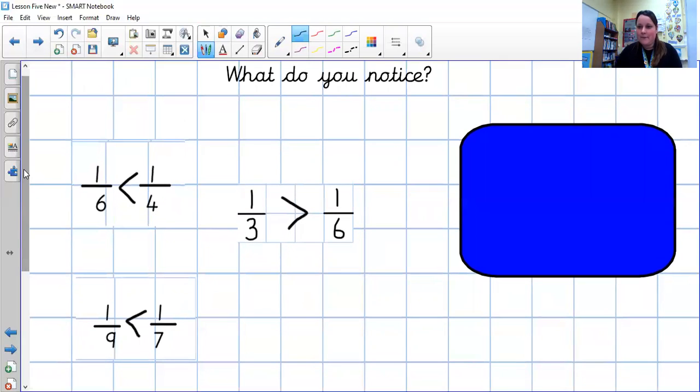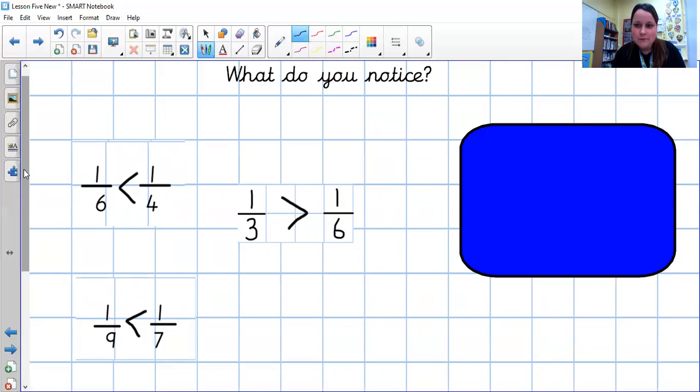Let's have a little look then. We've looked at 3 examples and we have compared 2 unit fractions. So first of all, we compared 1/6 and 1/4. So we recognised that 1/4 was greater than 1/6. We also looked at 1/9 and 1/7, and we recognised that 1/7 was greater than 1/9. We also looked at 1/3 and 1/6, recognising that 1/3 was greater than 1/6.